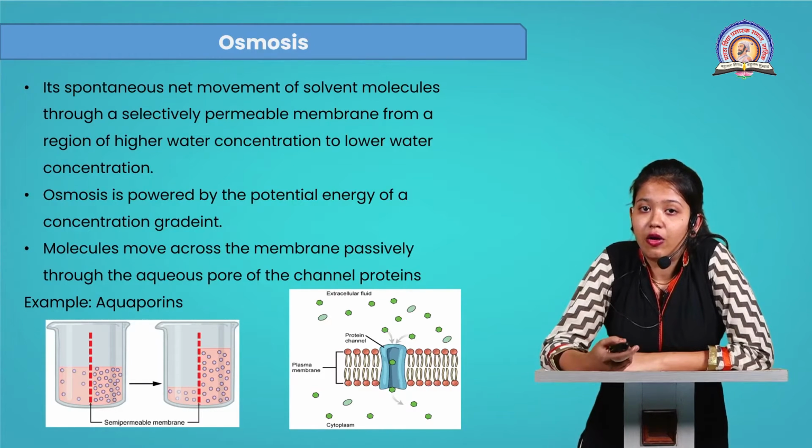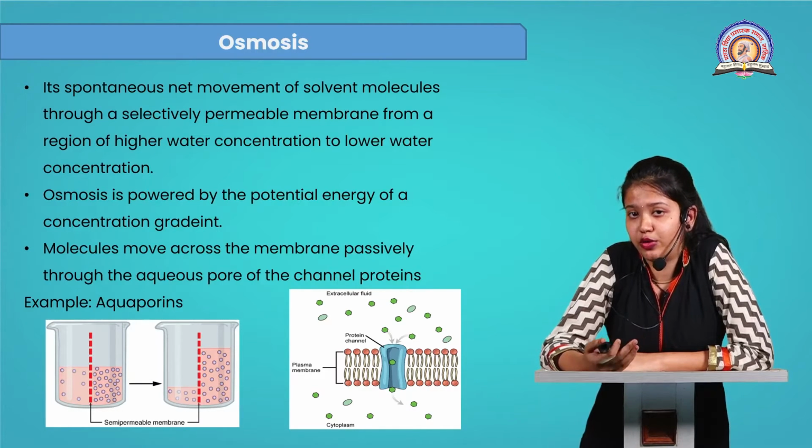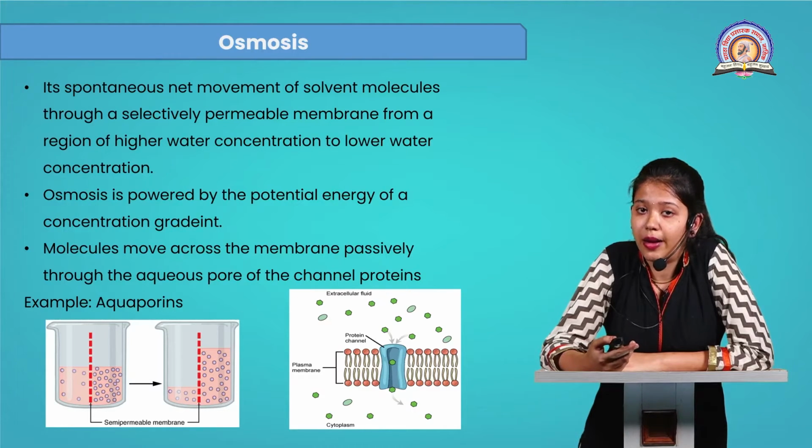Osmosis mainly depends on tonicity, and tonicity represents the strength of the solution. In an isotonic solution, the relative solute concentration of two solutions is equal. In a hypertonic solution, the relative concentration of one solution is higher as compared to the other. In a hypotonic solution, the relative solute concentration is lower as compared to another solution. These are the three types of tonicity in osmosis.